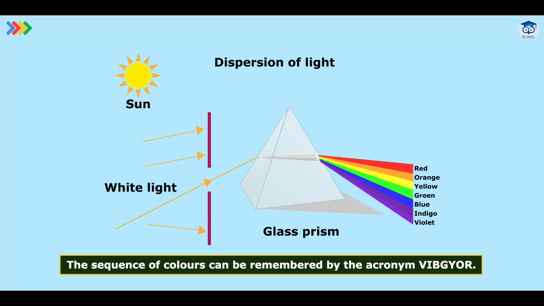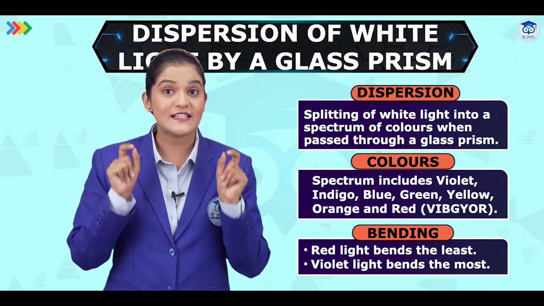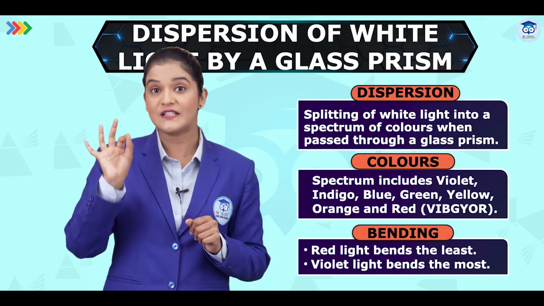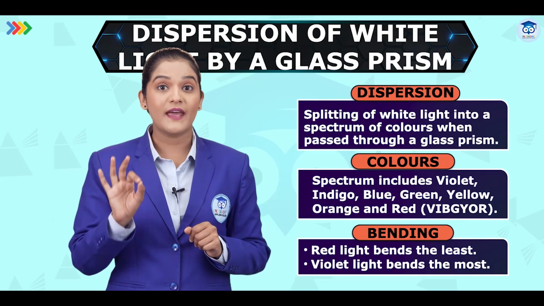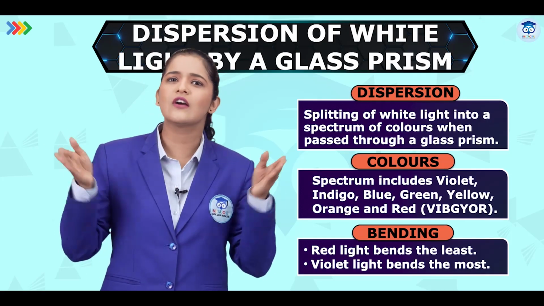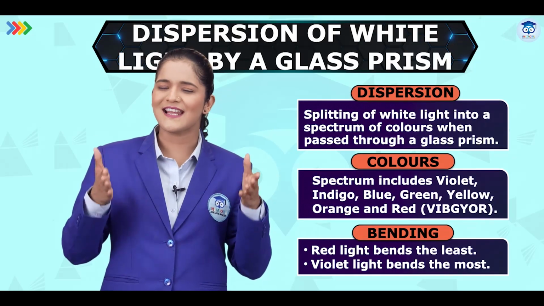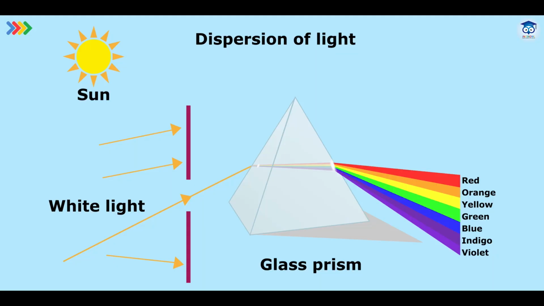These are the constituent colors of white light. Each of these colors bends by a different amount upon passing through the prism. The difference in bending is due to the varying wavelengths of each color in the visible spectrum. Red light bends the least because it has the longest wavelength, while violet light bends the most because it has the shortest wavelength. Hence, when white light is passed through a glass prism, we observe a band of colors, proving that white light is a combination of multiple colors, each refracted differently.